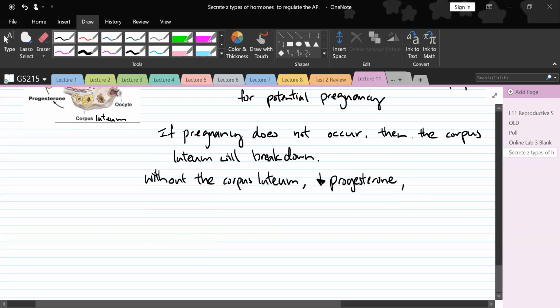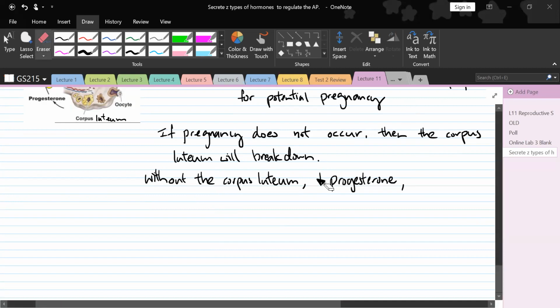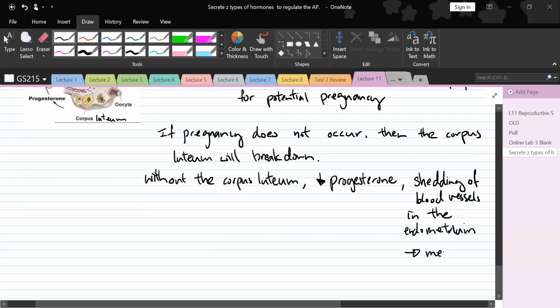And the progesterone is the hormone that is supporting the thickness, the blood vessels in the endometrium, right? So if progesterone is low, then you will have the shedding of blood vessels in the endometrium. Okay, and that results in the menses, right?